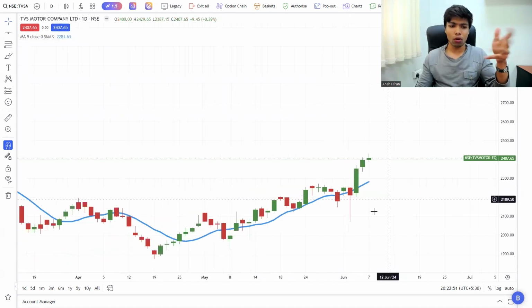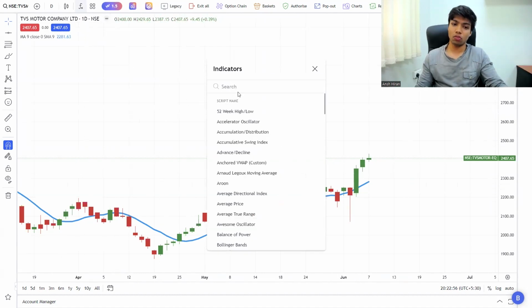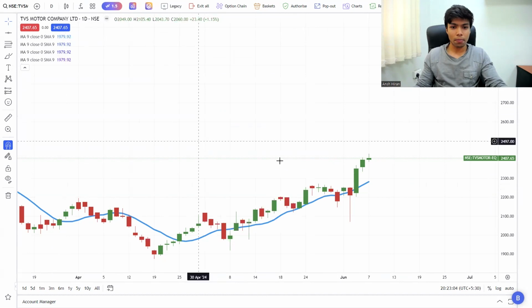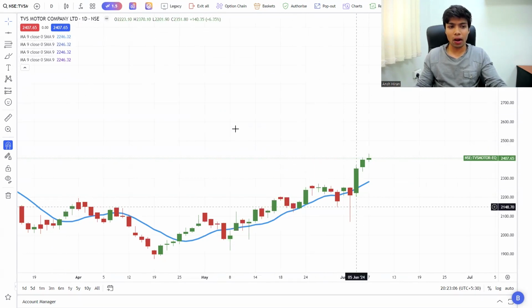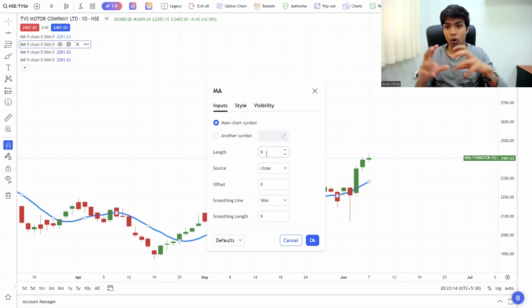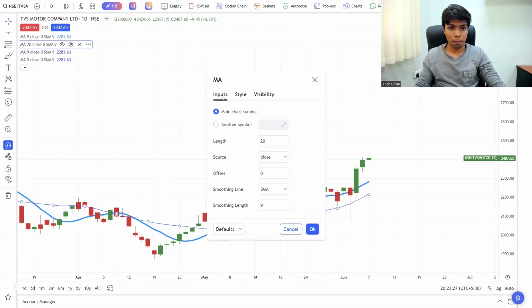Now, why 9? Because by default you get 9. You can get as many moving averages as you want. Like one more. Okay, look at this. Multiple moving averages. All of them are 9. I can even change the number of values that I want to get from this moving average. For example, I want 20 moving average. That means the average of last 20 candles.